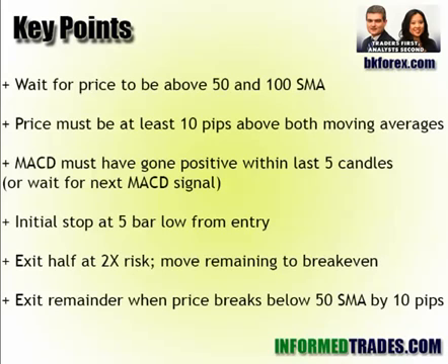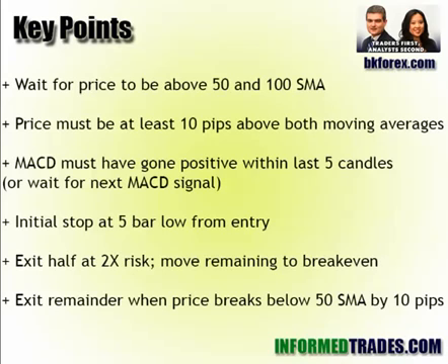And when the next MACD signal comes, evaluate, are we still above the 50 and 100 simple moving averages by 10 pips. The initial stop that you place on your trade when you enter is the 5-bar low from the entry. So basically, look at the candle that gives you the entry signal, meaning the MACD has gone positive and the price is 10 pips above the moving averages, and then look 5 bars back and what's the lowest point there out of the past 5 bars. Place your stop below there.